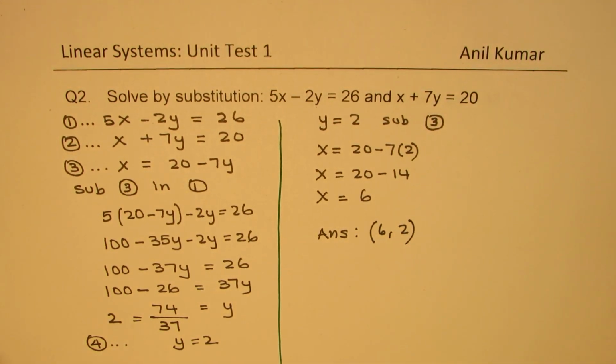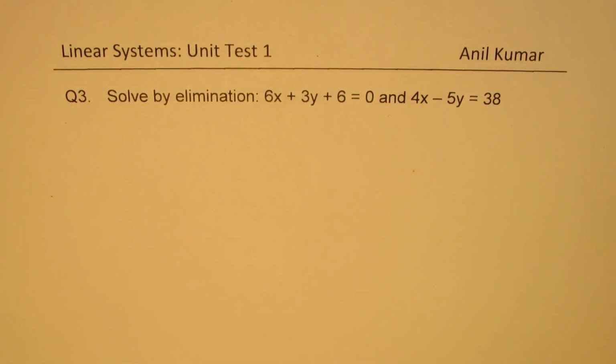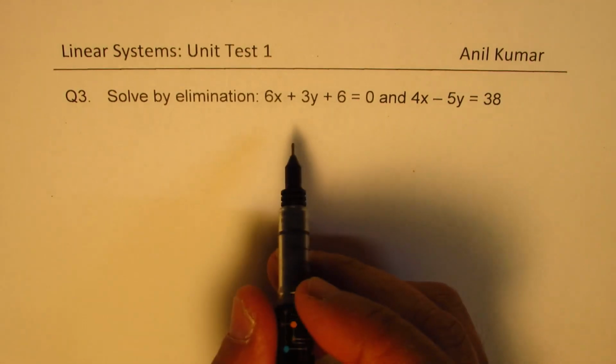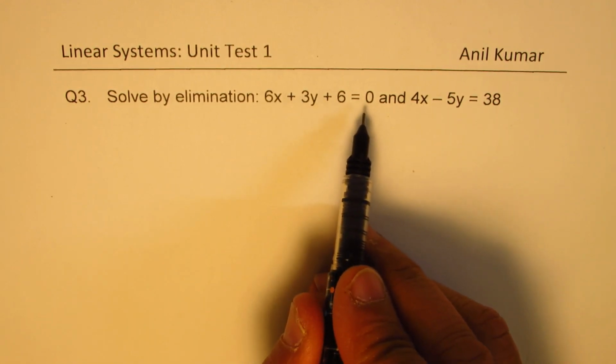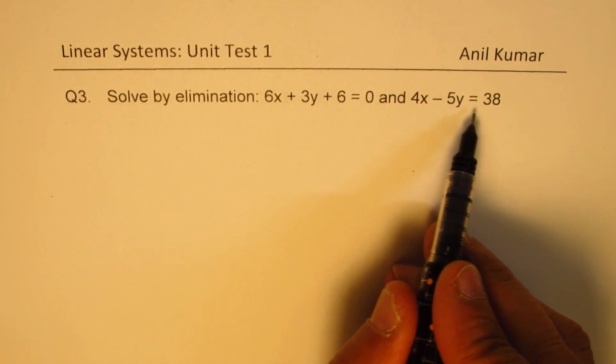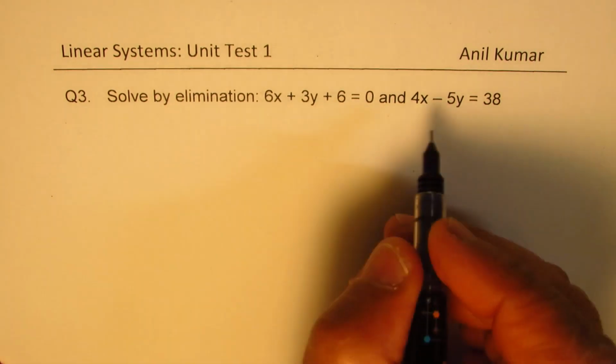Is that clear to you? Perfect. Now let's move on and solve question number 3. Solve by elimination, and the two equations are 6x plus 3y plus 6 equals 0 and 4x minus 5y equals 38. So let's rewrite them.